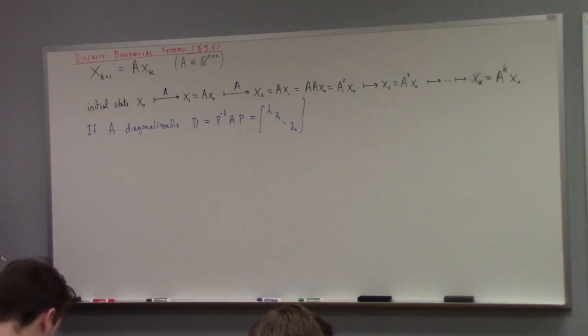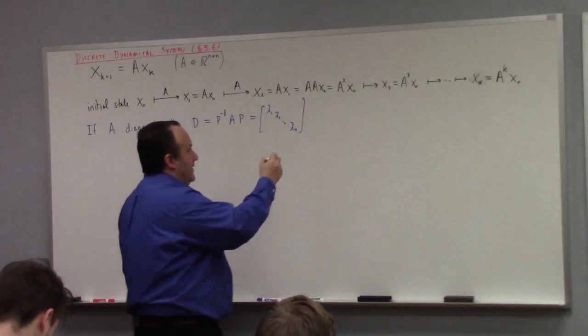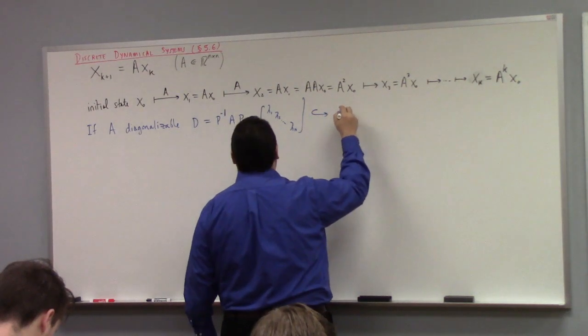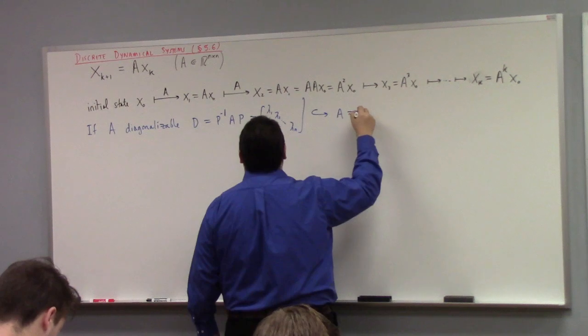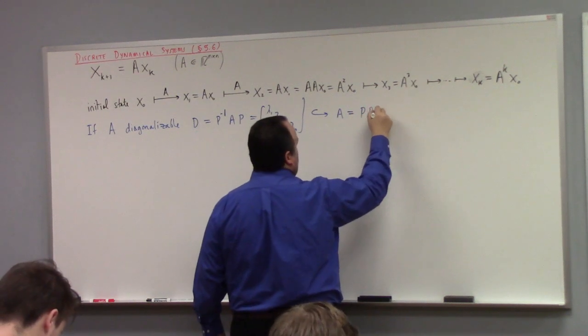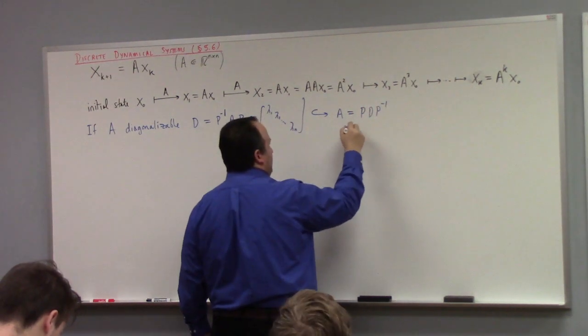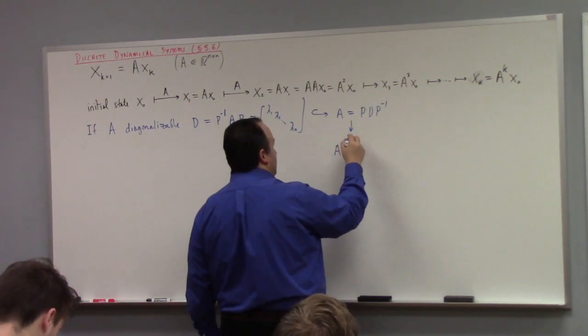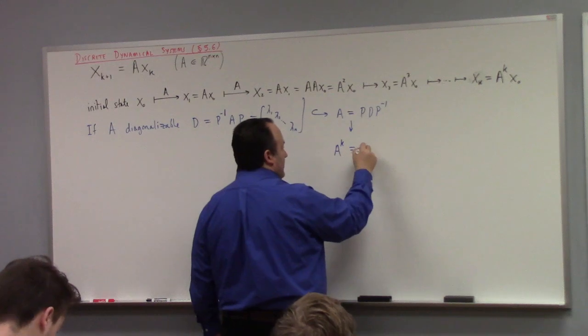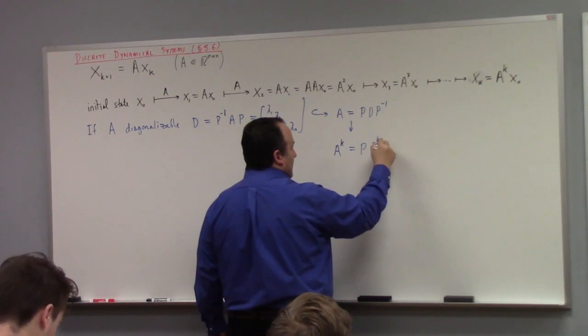And so, of course, we can take that equation and we can solve it for A, right? We can get A is equal to P D P inverse. And as we discussed yesterday, A to the power K is equal to P D to the K P inverse.